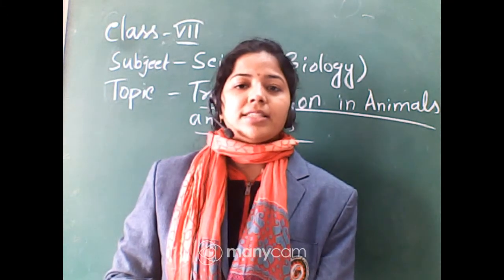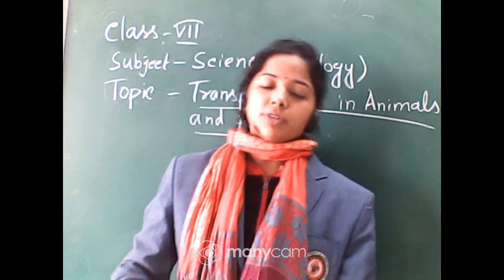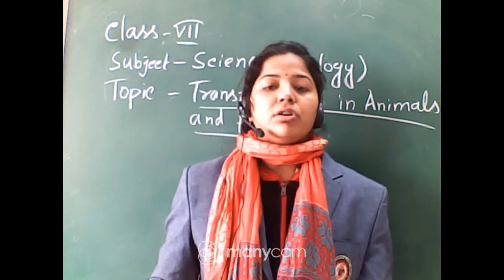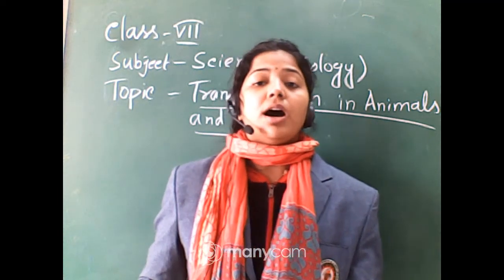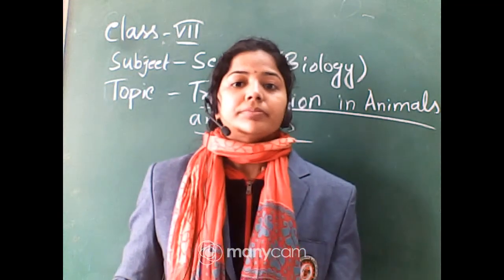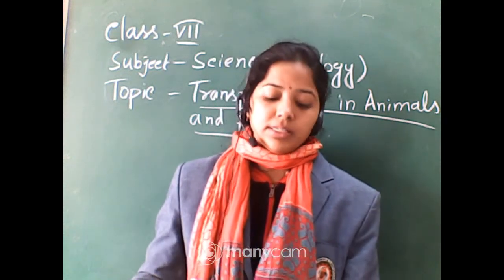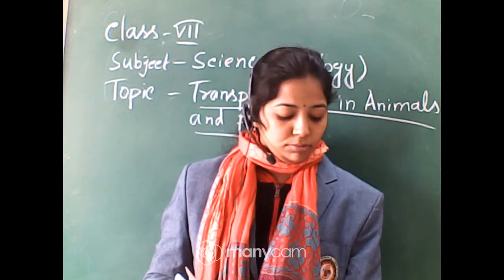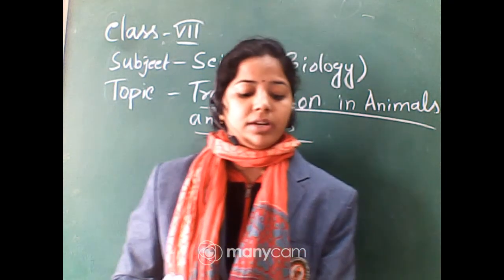In the previous class, I discussed various parts of the circulatory system, including blood vessels and capillaries. I also discussed heartbeats. Now today I am going to discuss excretion in animals from your book, page number 126, sub point 11.2.